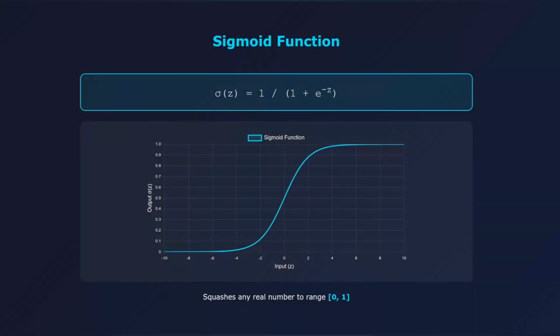Let's start with sigmoid. The sigmoid function, also called the logistic function, has this beautiful mathematical form. It takes any real number as input and squashes it to a value between 0 and 1. The formula is sigma of z equals 1 divided by 1 plus e to the power of negative z. When you plot this, you get this characteristic S-shaped curve. Notice how extreme values get pushed towards 0 or 1, while values near 0 map to 0.5.